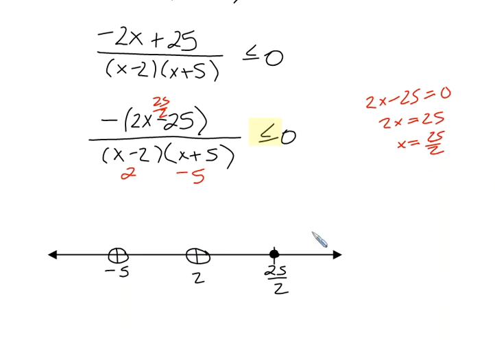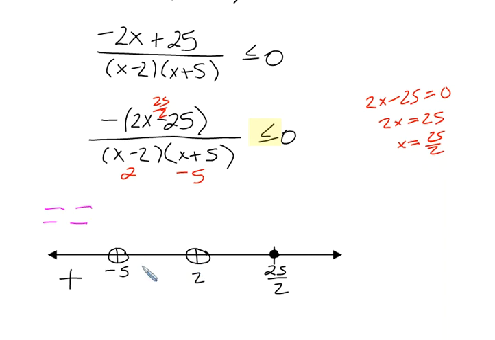And now we'll consider each region one at a time. So for the far left region, plug in a value of x less than negative 5, let's say negative 10. First of all, notice that this negative remains out front regardless of the value of x. Then, negative 20 minus 25 would be a negative. Negative 10 minus 2 would be a negative. And negative 10 plus 5 would be a negative. So that entire region is going to turn out to be positive. A negative times a negative times a negative times a negative is positive. If it's positive, it's not less than or equal to 0, so that region doesn't work.